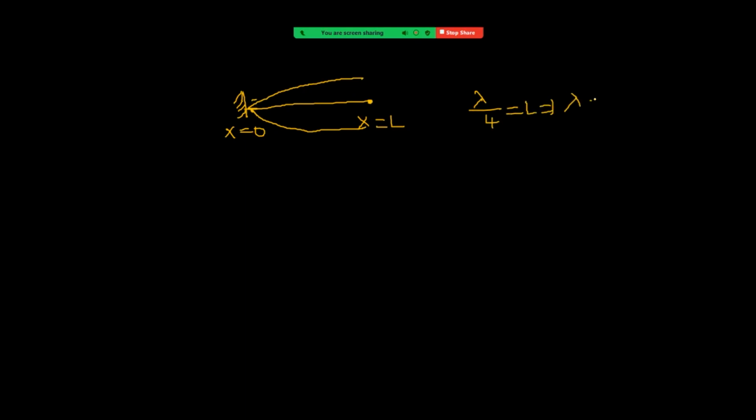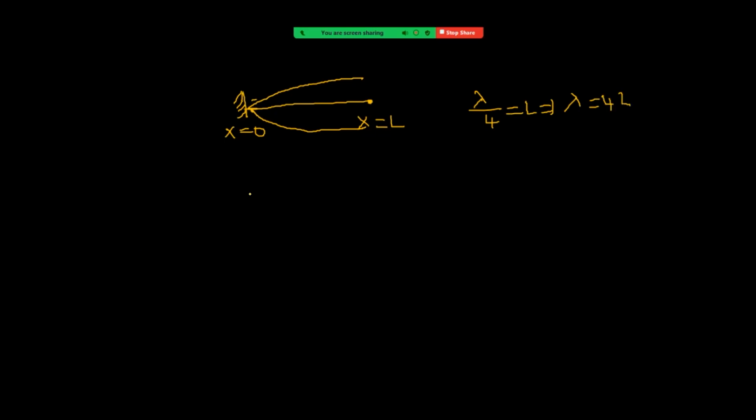So one end is free, other end is fixed. Let us take this is x equal to 0 and this is x equal to L. So first harmonic means only a half loop because the fixed one corresponds to node and free end corresponds to antinode. Antinode and node separation equal to lambda by 4. So lambda by 4 is equal to L. That implies lambda equal to 4L.